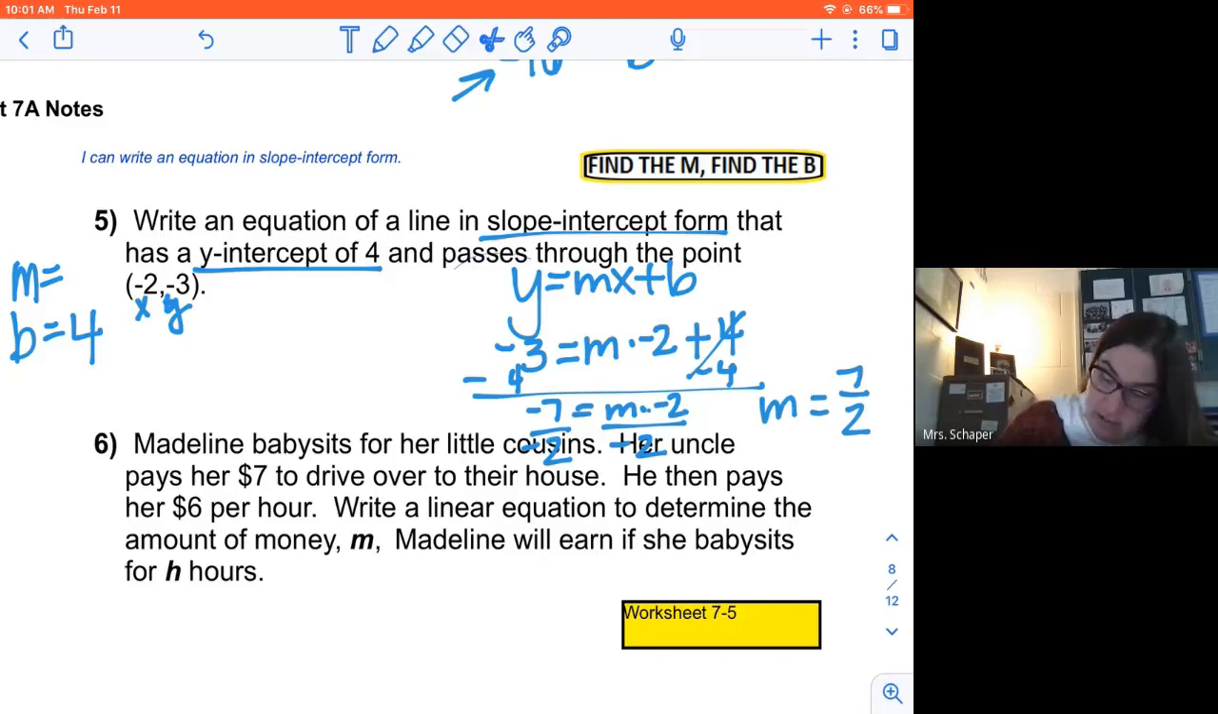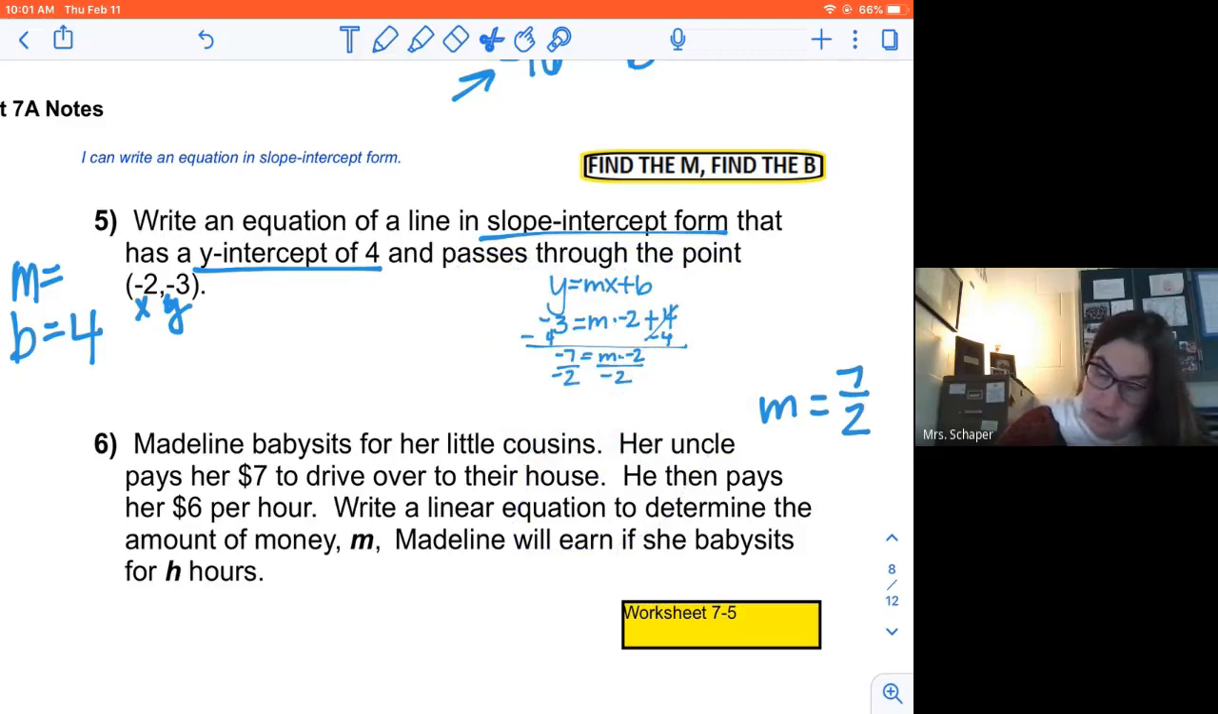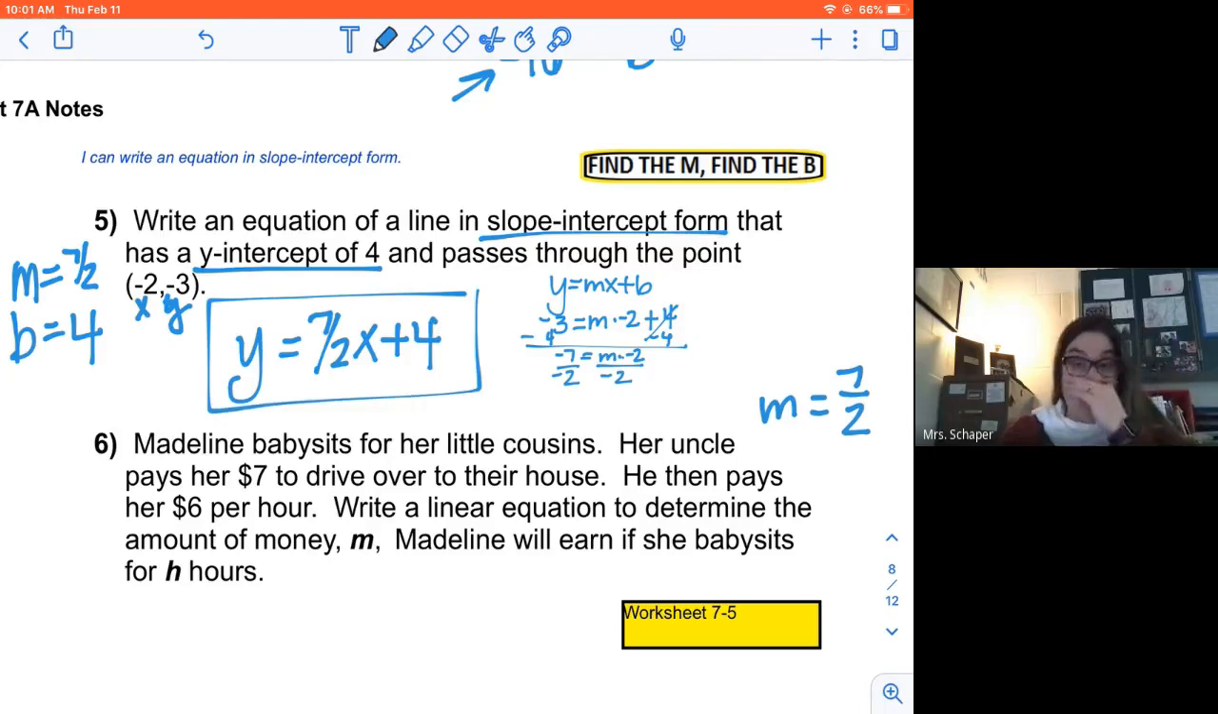And let me shrink this down a little bit so we can see it better. There you go. So now I can put what my m is and I can write my equation out. y equals 7/2 x plus 4. All right, we got one more and then you're going to work on an assignment.